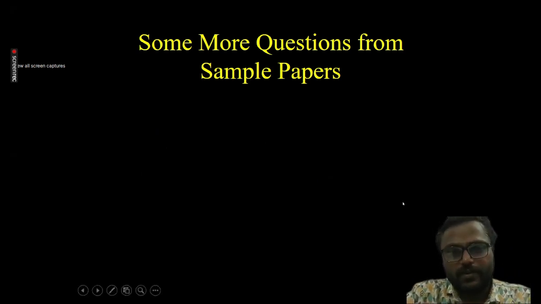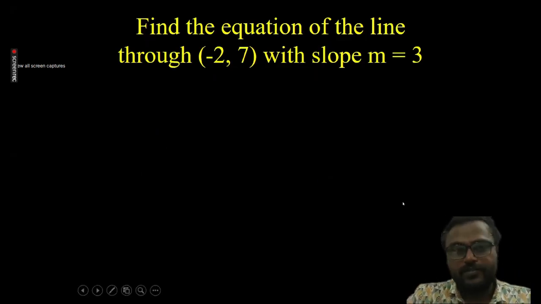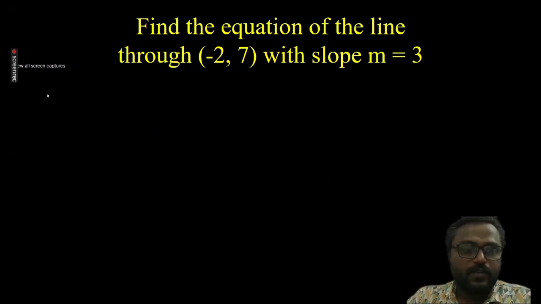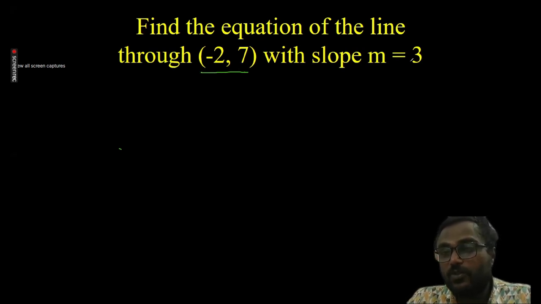Now, here are some more questions from the sample papers, which I will be solving, okay? You guys just need to focus. So here we go, guys. Find the equation of the line through negative 2 comma 7 with the slope of nothing but 3. So how would you get it if you get a question like this?